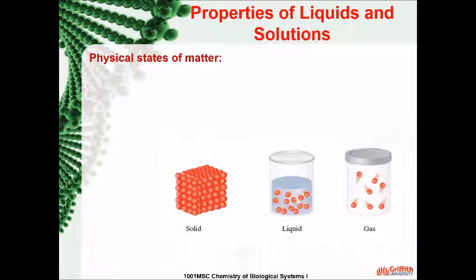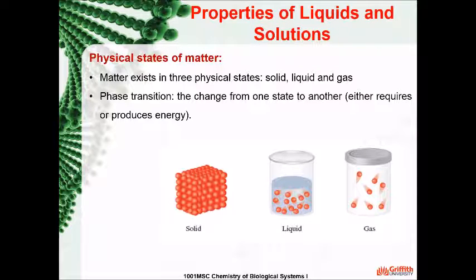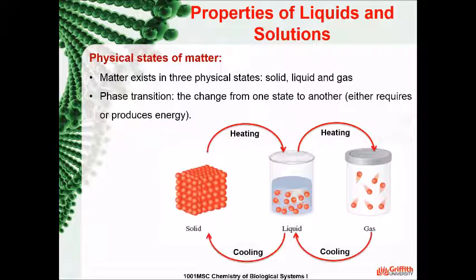Remember from Module 2 the three states of matter: solid, liquid, and gas. The change from one phase to another is called phase transition. This transition either requires or produces energy. For example, heating a cube of ice will cause it to melt and change the state from solid to liquid. On the other hand, cooling water will cause it to freeze.